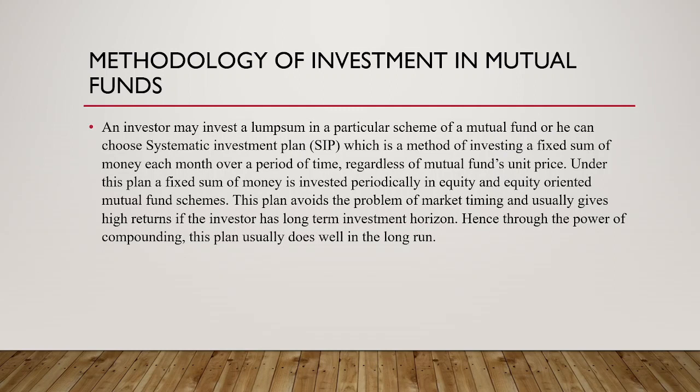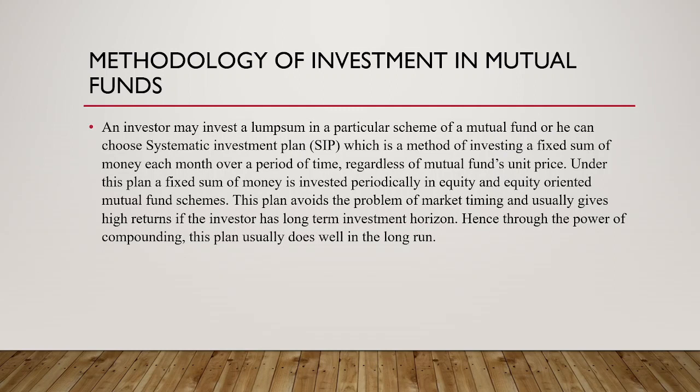Investment can be made in a lump sum or in a systematic investment plan, which is a method of investing a fixed sum of money every month over a period of time regardless of the mutual fund's unit price. So two ways of investment are available. One is investing a lump sum amount, for example, buying mutual funds for 50,000 rupees or 1 lakh rupees or 10,000 rupees. One lump sum is invested and the mutual fund units are purchased.